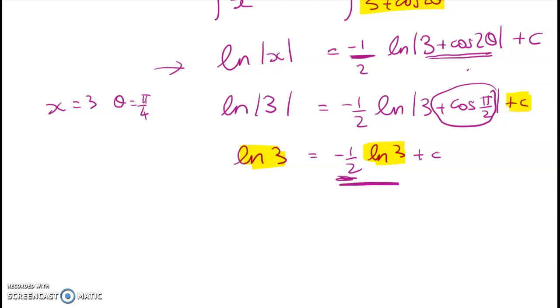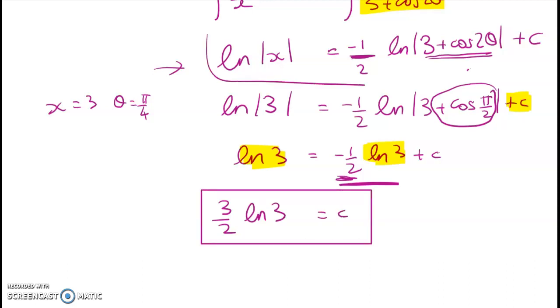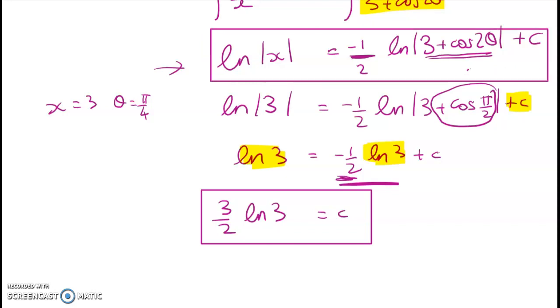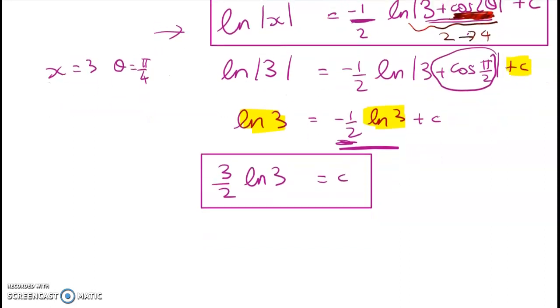So we're going to add this to both sides, and we'll get 3 over 2 log 3 is equal to c. Okay, so we've found our constant, and now we're going back to this equation here. The other thing that we might as well notice along the way is that because cos of 2 theta is between negative 1 and 1, this thing here will be between 2 and 4. So we can ditch the absolute value signs there.